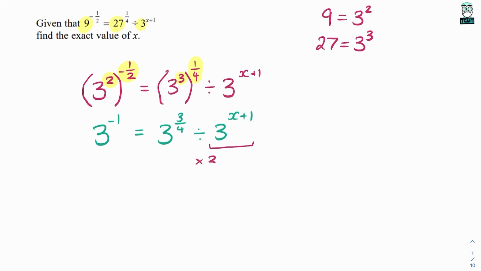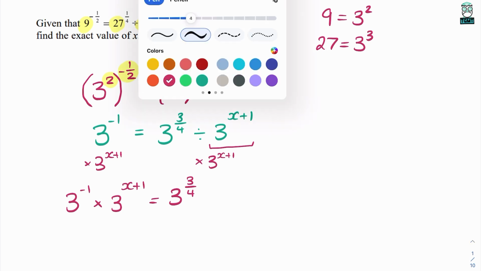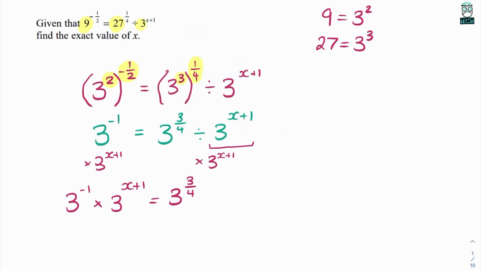So if I multiply both sides by 3 to the power of x plus 1, we would have 3 to the power of negative 1 multiplied by 3 to the power of x plus 1, and that equals 3 to the power of 3/4. Now why would I do that? Because if I was going to do a takeaway, what I don't want to get wrong is the fact that I'm taking away both of those pieces in the x plus 1. So I could miss something there, whereas if I'm going to do a times with my powers, which means I'm going to add my powers, I'm less likely to make a mistake.